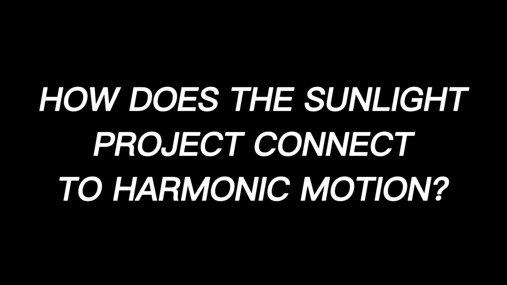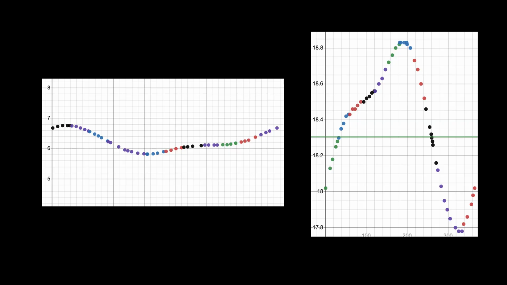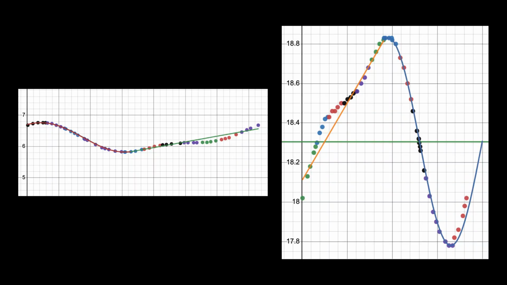So, how is all of this connected to my sunlight project? I made trigonometric functions based off the harmonic data of the sunlight in Bangkok. The way I did this was by first creating a scatter plot of the data. Then, I found functions of the form a sin(bx - c) + d and a cos(bx - c) + d that best fit the scatter plot of the data.